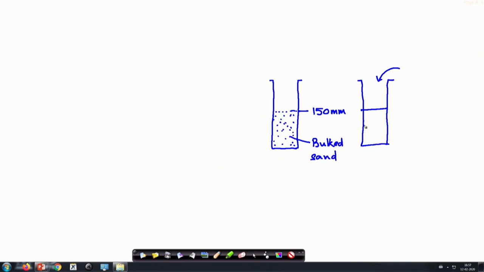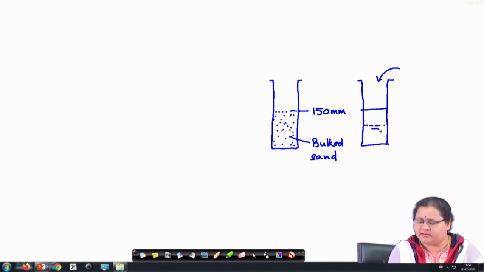Now you are pouring water, the sand gets saturated with the water and it separates out, and this part is water, say only this part is the sand, say this is 125 millimeter. So, what is happening here? This was bulked sand which was having 150 millimeter. Now, it has been saturated by adding some water. You have got the sand separated out, that is showing 125 millimeter.